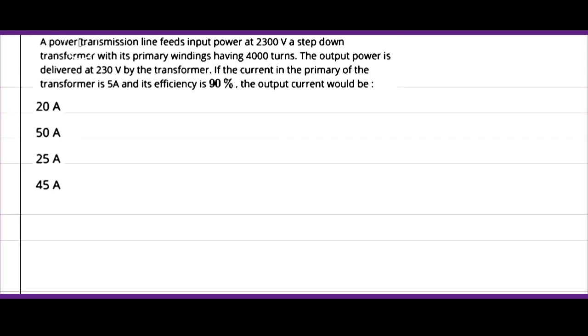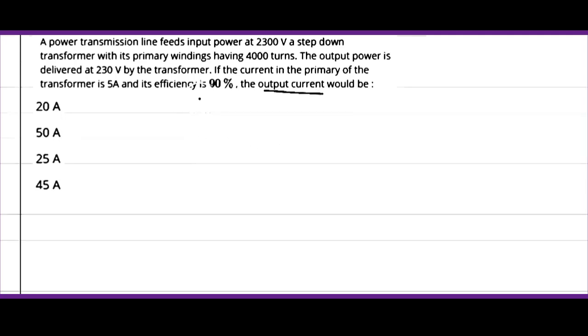The question says that a power transmission line feeds input power at 2300 volt to a step down transformer whose primary winding has 4000 turns. The output power is delivered at 230 volt by the transformer. If the current in the primary of the transformer is 5 ampere, its efficiency is 90%, and the output current would be... So in the question we have to find out the output current.